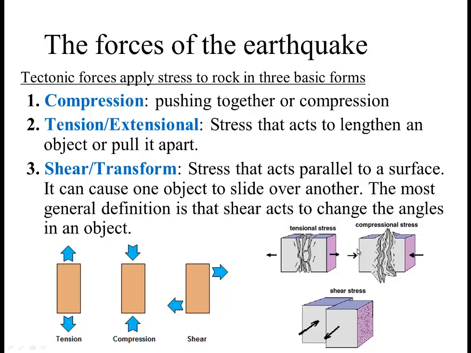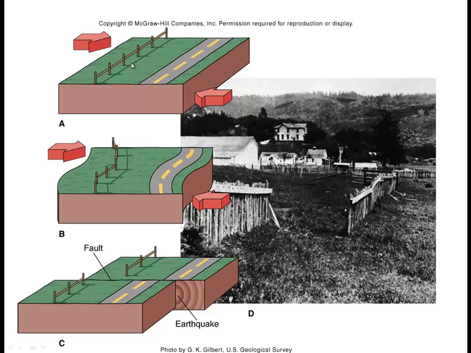Tensional stress, pulling it apart. Compressional stress, pushing it together. And shearing force, going in opposite directions side by side. Here's the San Francisco earthquake, 1906, where we had a shearing force, with one plate moving one way and another plate going the other direction. This would be called a right lateral or strike slip fault, because the plate on the opposite side goes to the right. If you were standing over here, you'd see this one go to the right, so it doesn't matter.